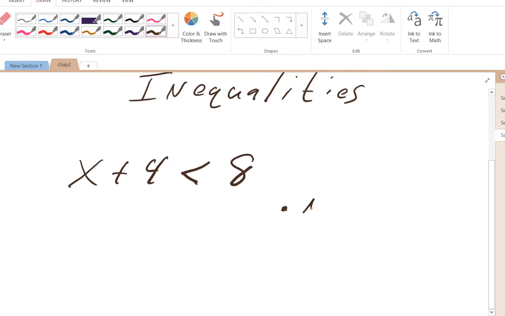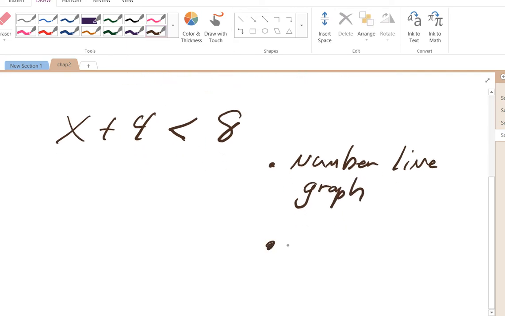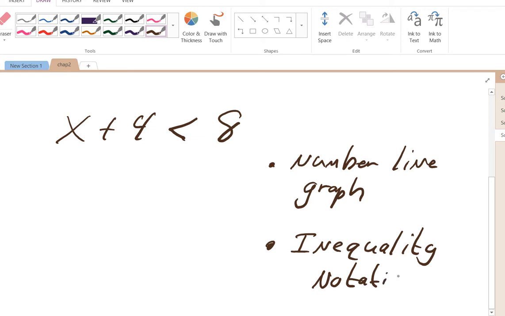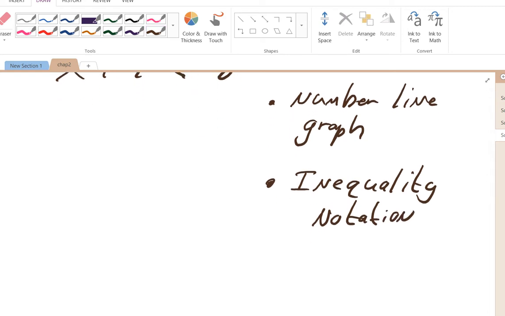One is to use a number line graph. And the next one is to use inequality notation. And the next one is to use interval notation.